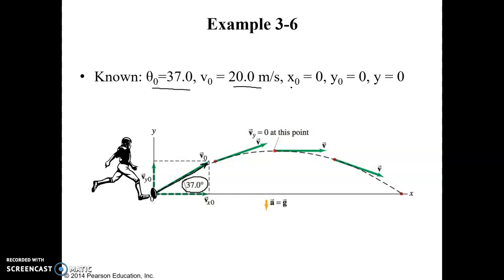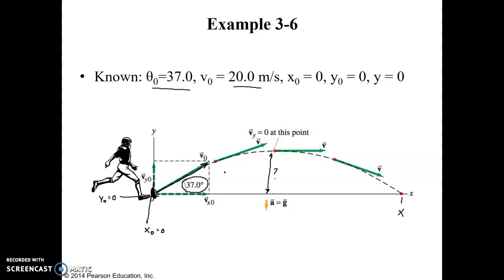Initial x position is 0, so we're setting up our x and y axes so that the ball is starting at the origin. So initial x position, 0. Final x position, well, that's one of the things we want to find out. Initial y position, y naught, equals 0. How high up in the air does it get? What is its highest point? That's also something we want to know.